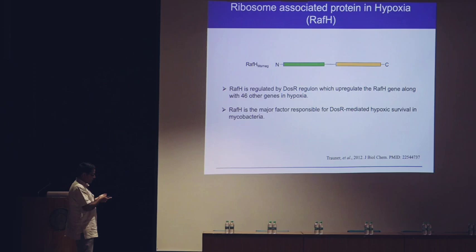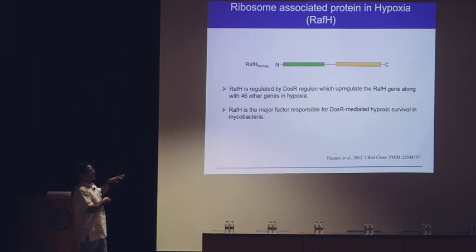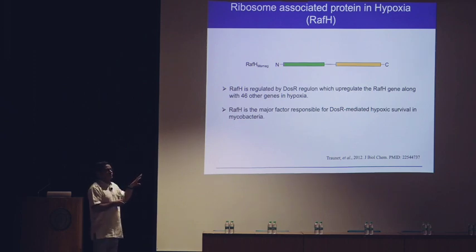We started with RAF, which is a 30 kilodalton protein regulated by the DosR regulon. When there is hypoxia, this DosR regulon overexpresses RAFH, including some other 48 genes. And in hypoxia, it is shown that RAFH is solely responsible for survival.